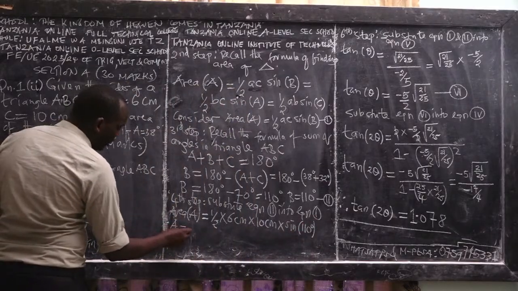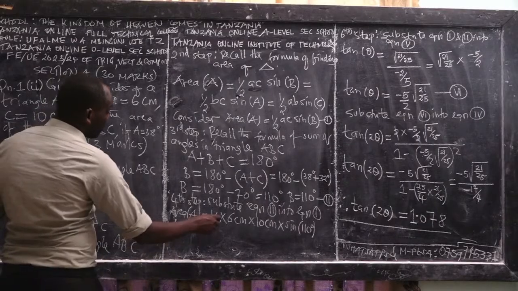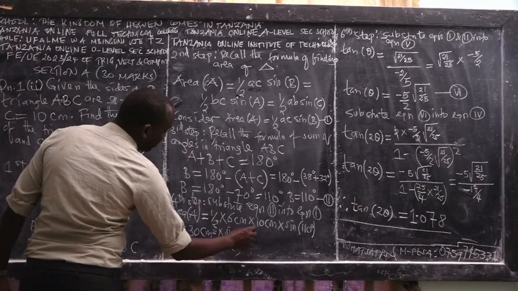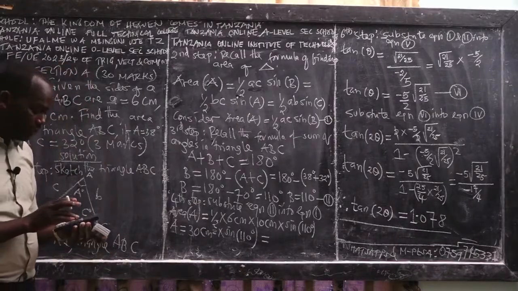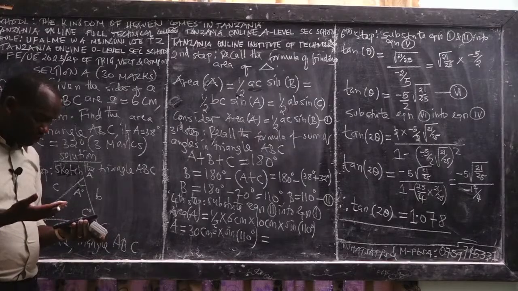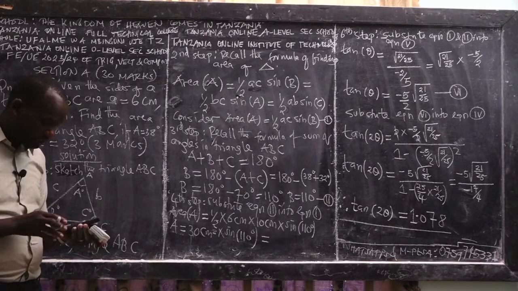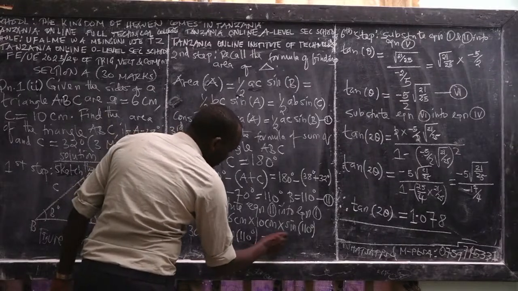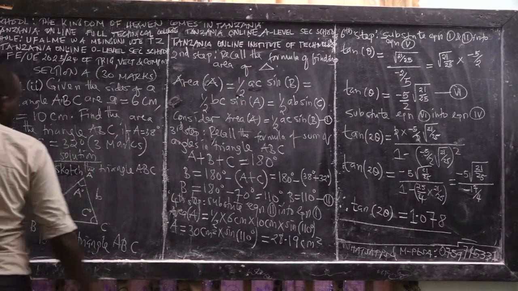So area of the triangle, then 6 times 10, we get 60 centimeter square, over 2, we get 30 centimeter square, then multiply by sine of 110 degrees. Take your scientific calculator and evaluate sine of 110. Press the sine function, 110. It's 0.9396, etc. Multiply by 30 centimeter square. You get 28.19 centimeter square.